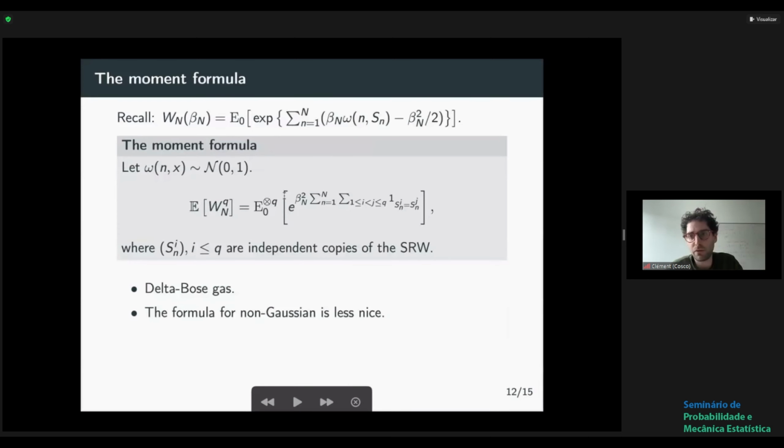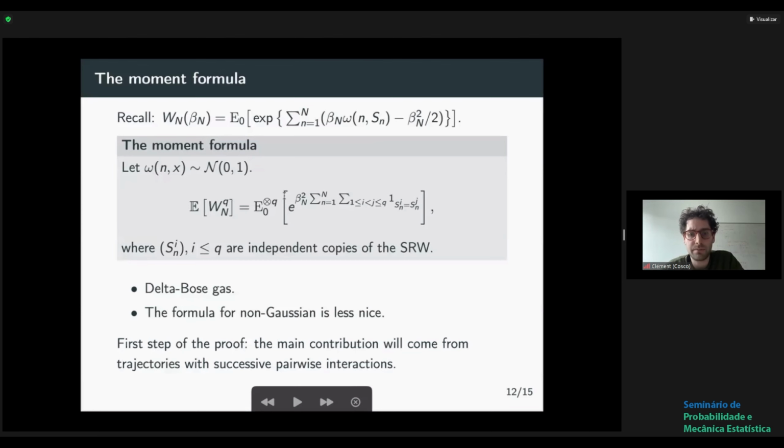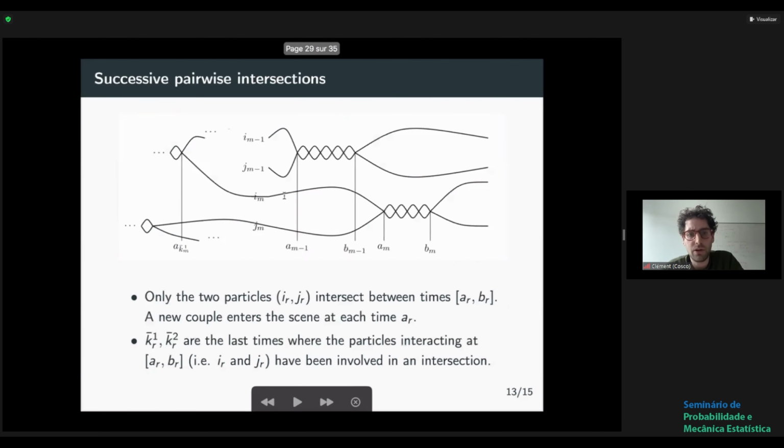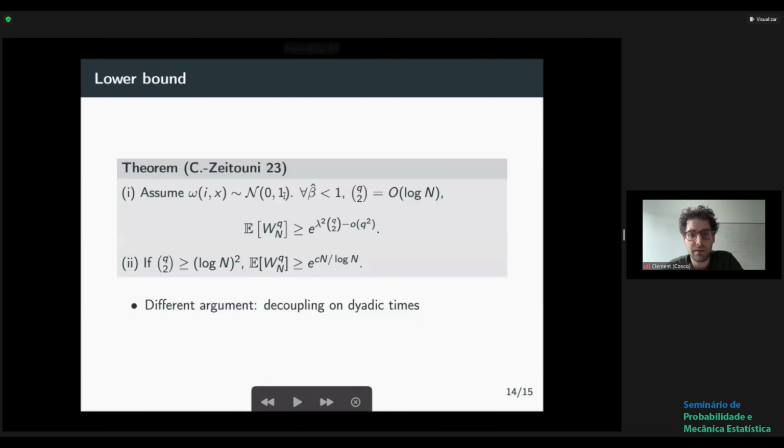Okay, this is also quite interesting on its own, because this formula is actually related to delta Bose gas models, where the gas particles are actually simple random walks, and they have this potential. And okay, I just said it, but when omega is not Gaussian, the formula is a bit less nice, so you have to work a bit differently to study it, but not that much different. Okay, yeah, let me skip that.